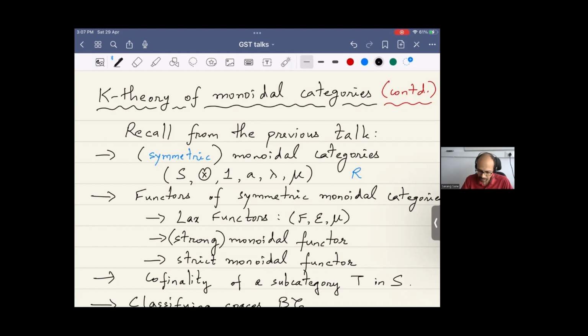Let me recall what we did in the previous talk. Before that, the abstract said a few things, but as I prepared, I realized I may not be able to do some of the things that I have said there. So let's see how far we get. And there is a chance that this may spill over again. So again, we'll see how that goes.